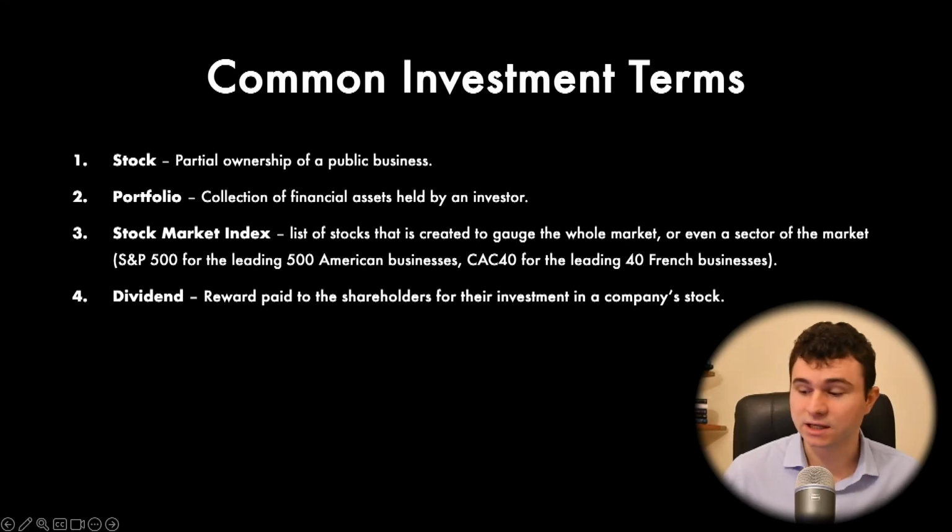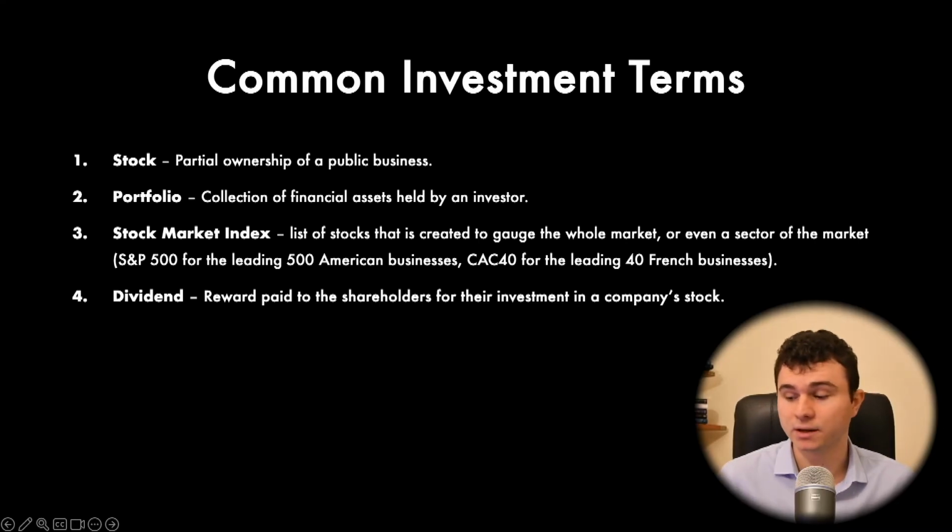Okay, now a dividend is a reward paid to the shareholders for their investments in the company's stock. That's at the end of the year, a company has some cash and doesn't see reinvestment opportunities, so they reward shareholders, they give them cash. Generally, the dividends are paid every 3 months, but it can be also every 6 months or every year. It depends on the company, but generally every 3 months.